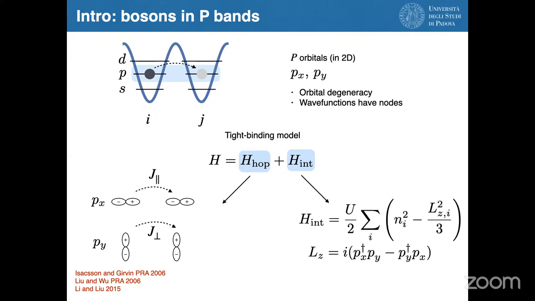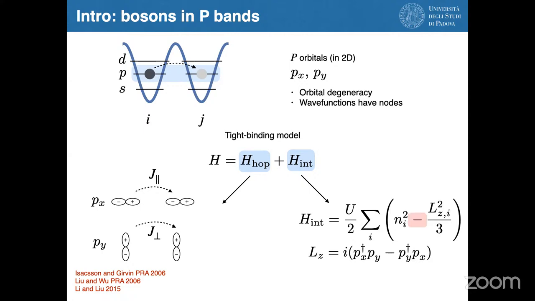But the most interesting part is the interaction, because besides the usual density repulsion that occurs also in the lowest band, there is a new term, this L² term, which couples the 2 orbital degrees of freedom, px and py. And in terms of harmonic oscillator creation operators, this is actually the angular momentum operator perpendicular to the 2D plane.